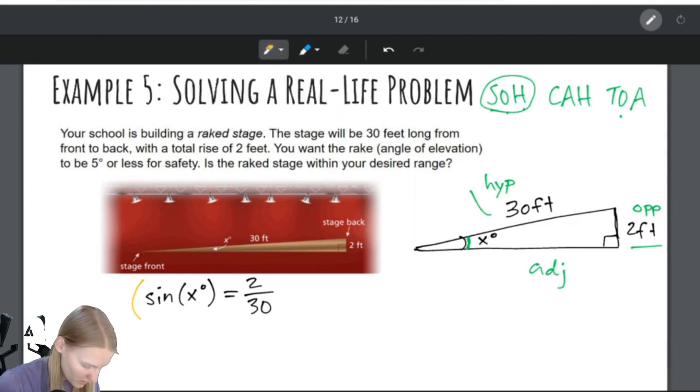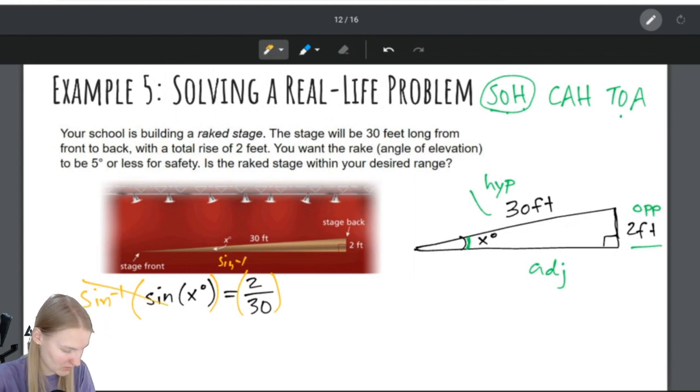Now, to undo this, remember, to get rid of the sine, I need to use sine inverse. I'll use that on both sides. That's going to cancel out these sines, and I'm going to get that x is approximately, I don't know, what is sine inverse of 2 divided by 30? Is approximately 3.8 degrees.